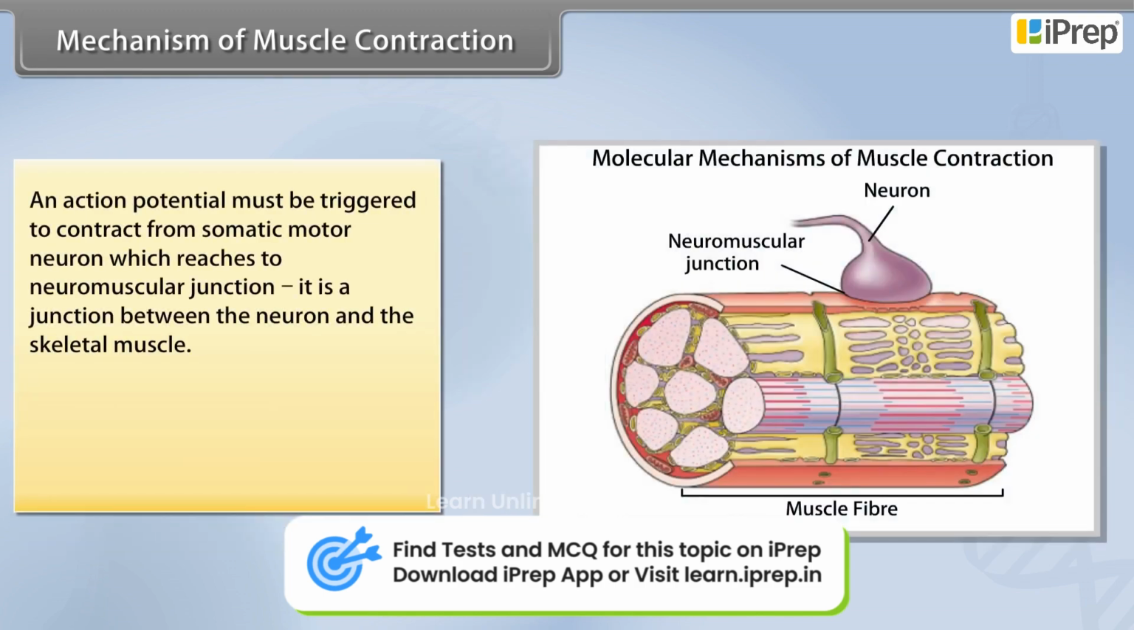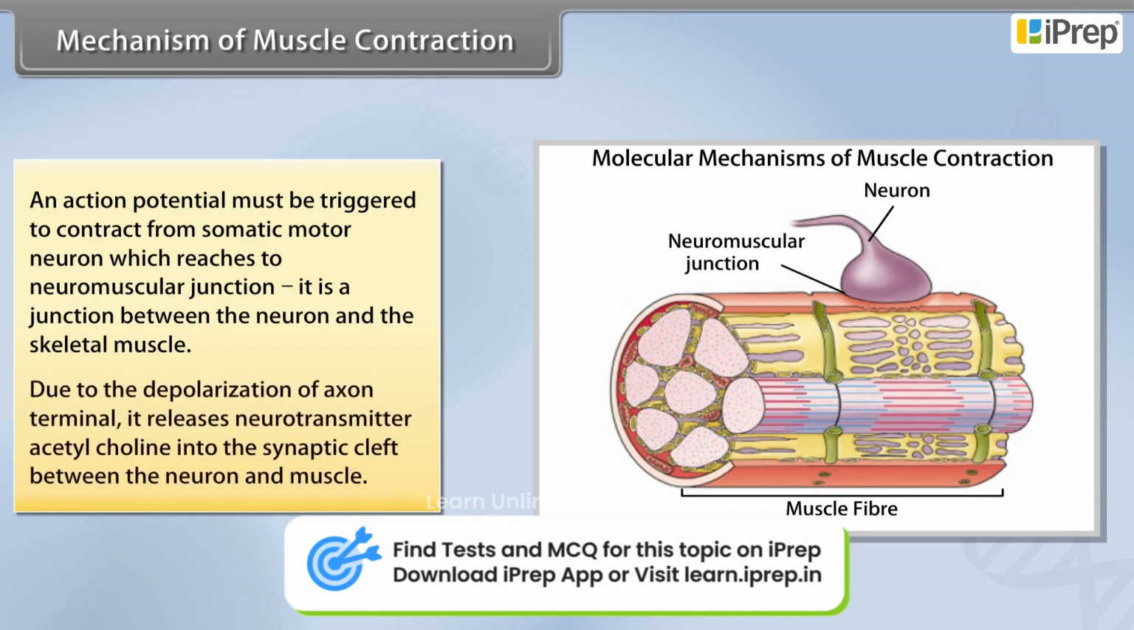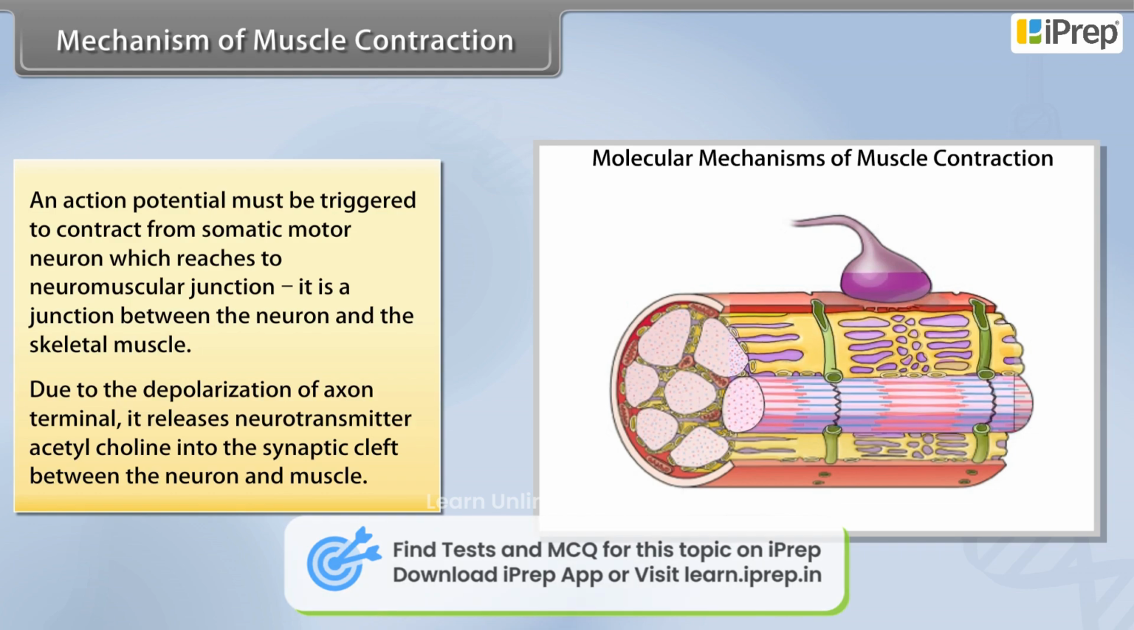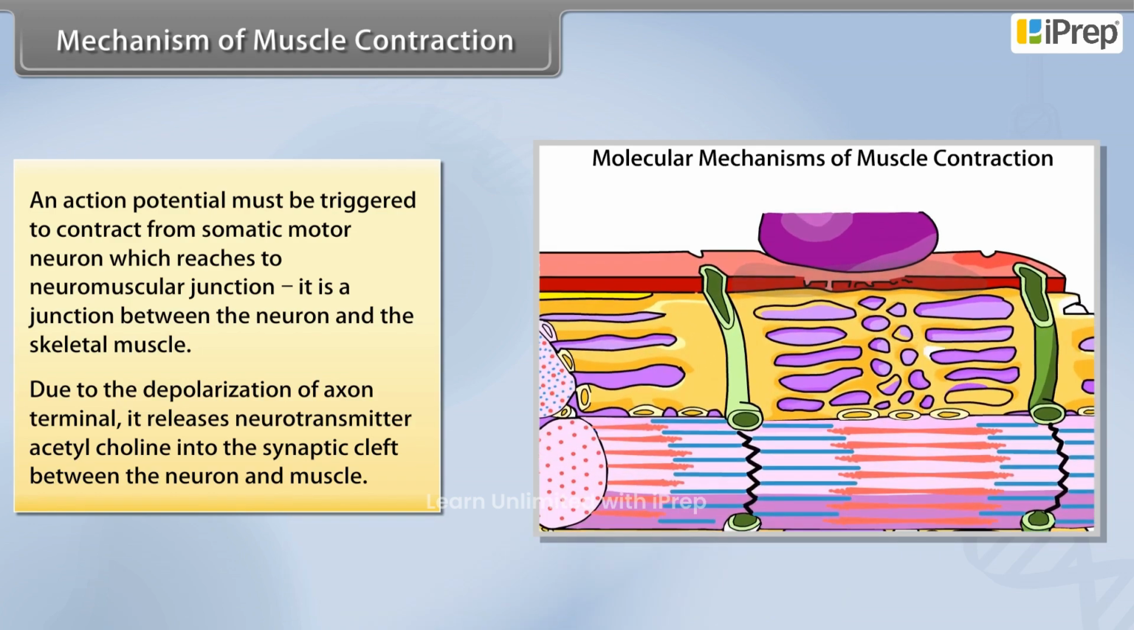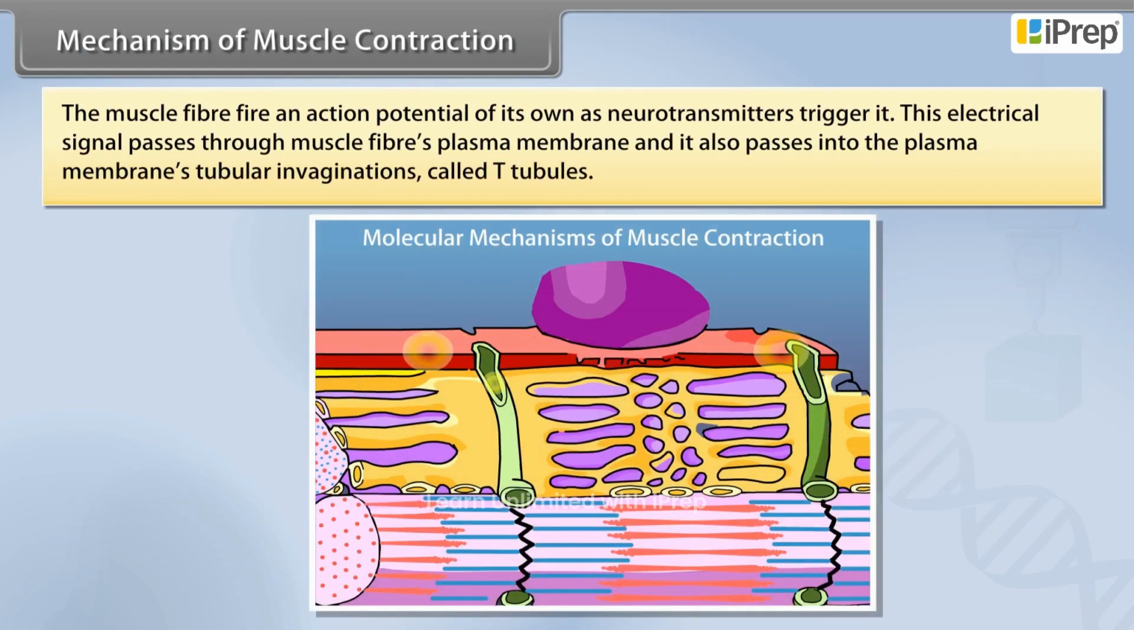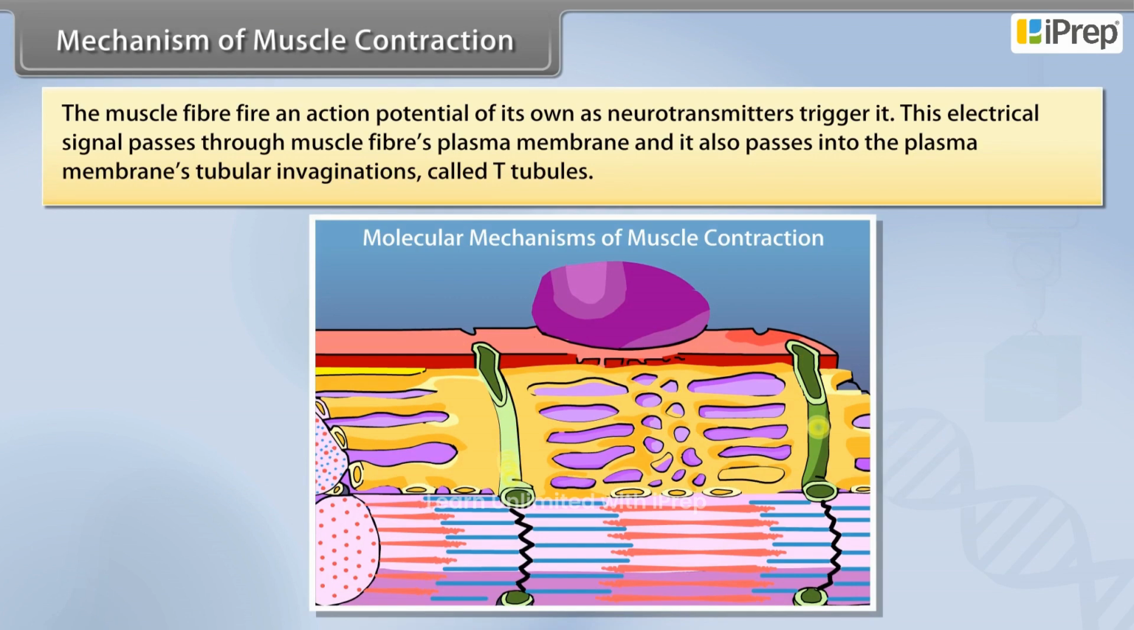An action potential must be triggered to contract from a somatic motor neuron, which reaches the neuromuscular junction. It is a junction between the neuron and the skeletal muscle. Due to the depolarization of the axon terminal, it releases the neurotransmitter acetylcholine into the synaptic cleft between the neuron and muscle. The muscle fiber fires an action potential of its own as the neurotransmitters trigger it.